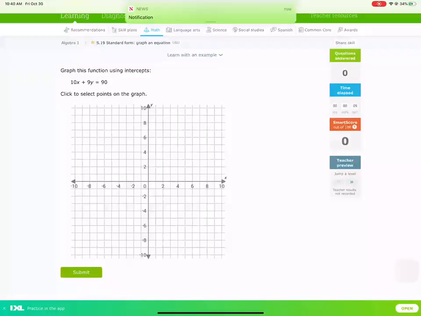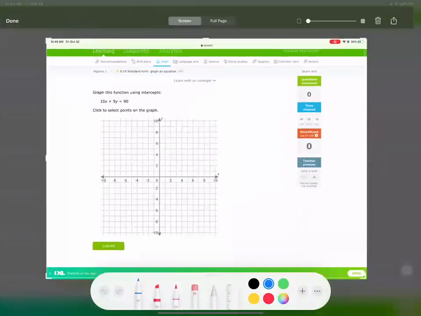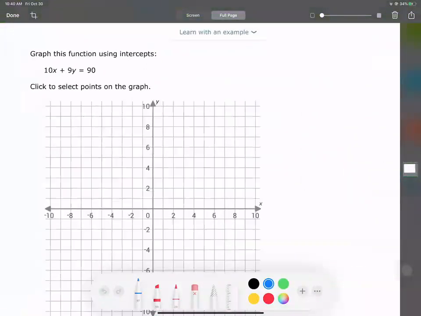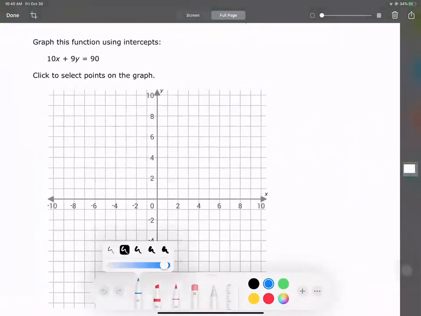Okay, here is S.19, one of your first assignments today for the second assignment for IXL. And look, they give you this crazy 10x plus 9y equals 90. All right, so let's go ahead and make this editable. And our only goal is to graph this function using intercepts.